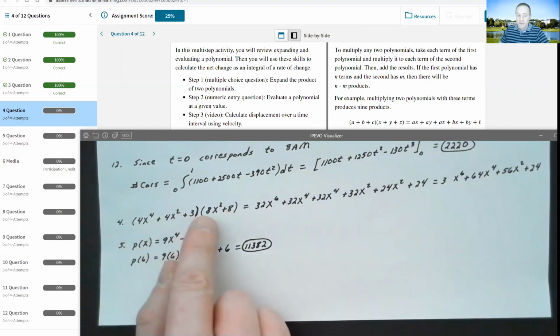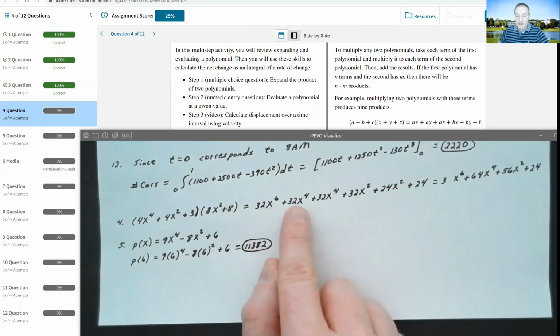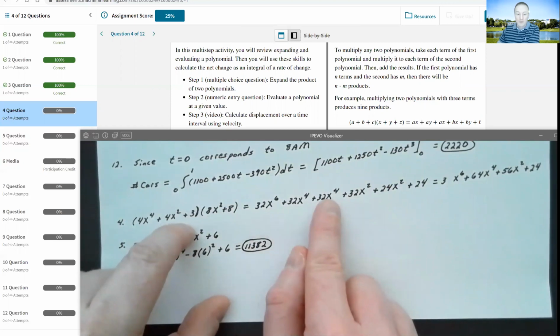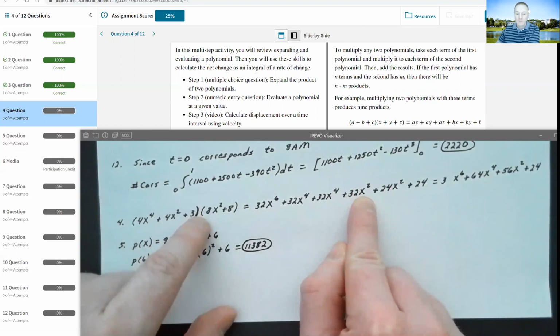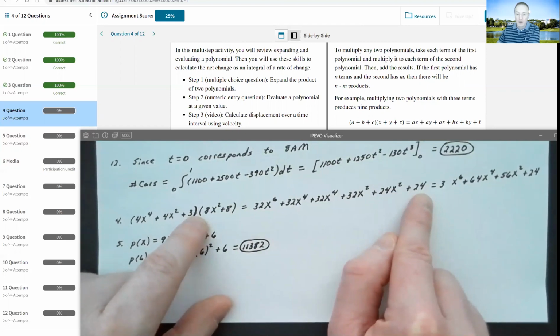You distribute the 4x to the fourth through the second group. You get your 32x to the sixth plus 32x to the fourth. You distribute the 4x squared throughout the second group, and you get 32x to the fourth plus 32x squared. Then finally, you distribute the 3 through the last group, and you'll get 24x squared plus 24.